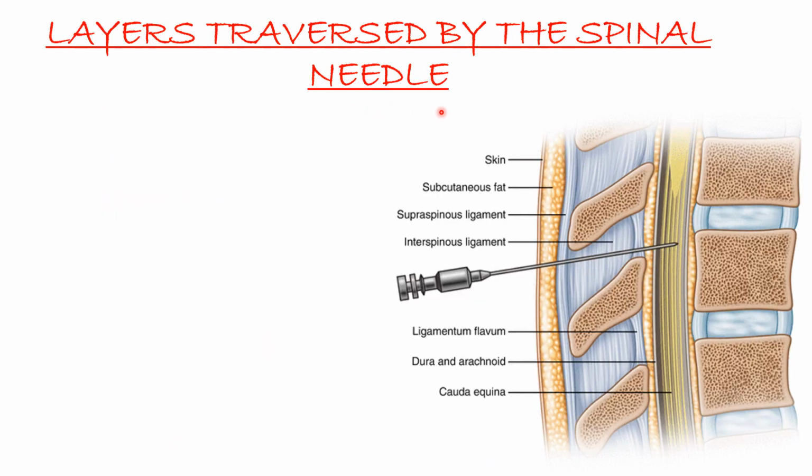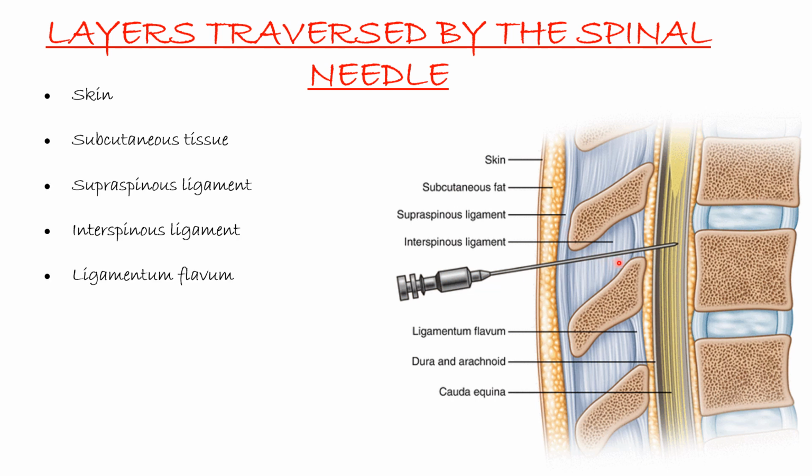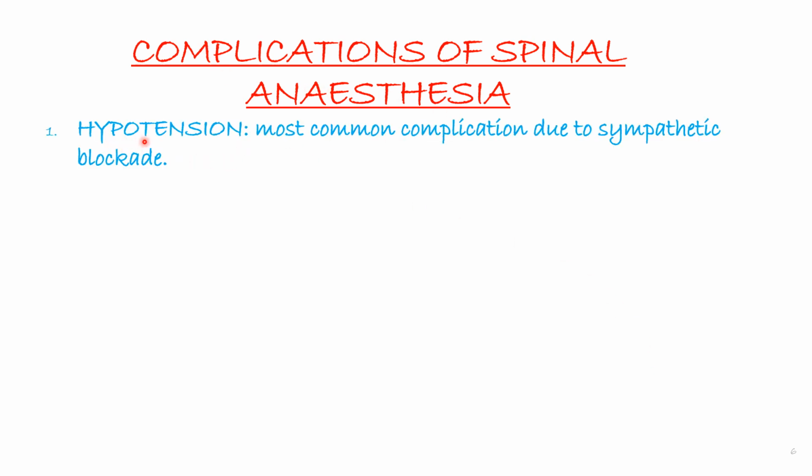Layers traversed by the spinal needle include skin, then we have subcutaneous tissue, and then the supraspinous ligament, and then the interspinous ligament, and then the ligamentum flavum, as you can see here, and then the epidural space, and then the dura mater, and then the arachnoid mater, and then now we have the subarachnoid space.